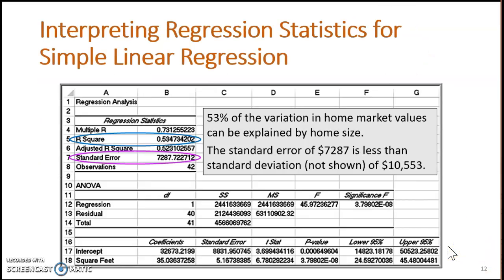So let's look at an example here. We talked about R square earlier. R square here equals 0.5347. This means that approximately 53% of the variation in home market values can be explained by the home size, by the square feet. The remaining variation could be due to other factors that were not included in this particular model.